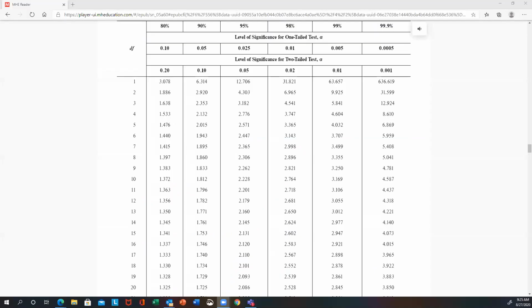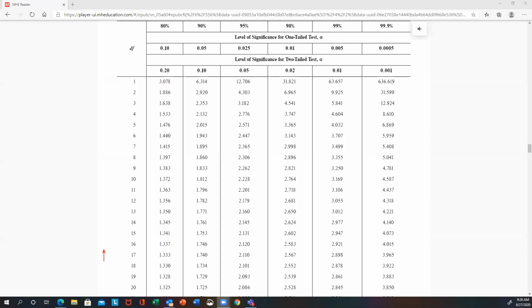So again, where we're at here is the row with 16 degrees of freedom, looking for 1.416. It falls between these two numbers right here, so that's between 0.2 and 0.1. So there's where they get that range. That's how they do that.